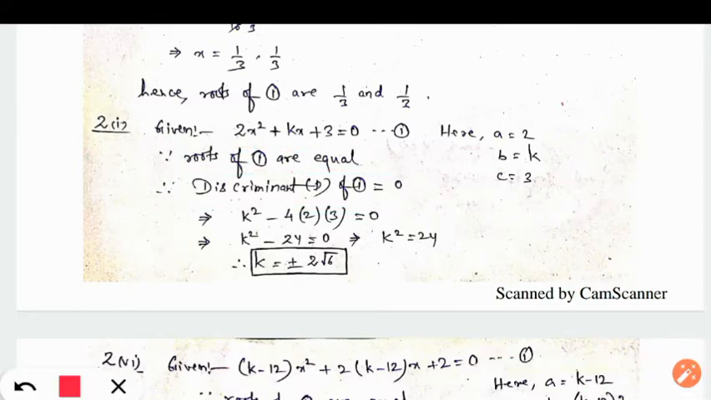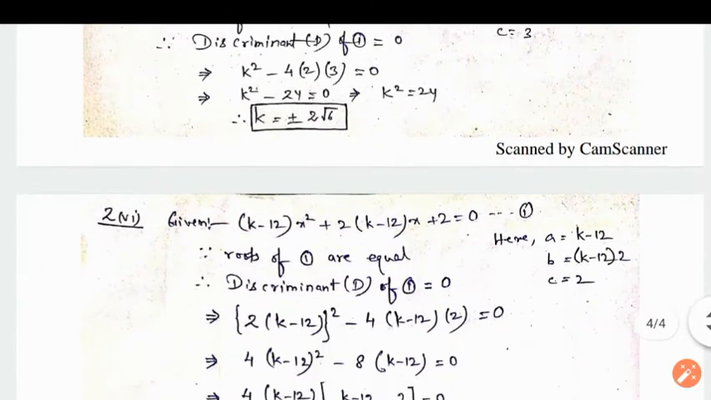So in place of b, k is here, so I have written the formula, b² − 4 into a, here a is 2 and c is 3. So I have written in place of a, b, c whatever we have, k² − 4ac, and I got the value of k as k = ±2√6. So this is the value of k we have.